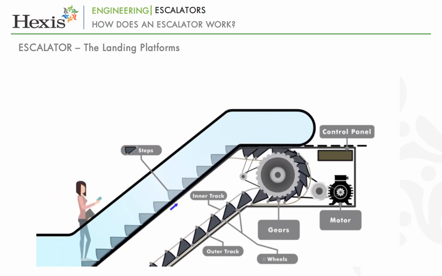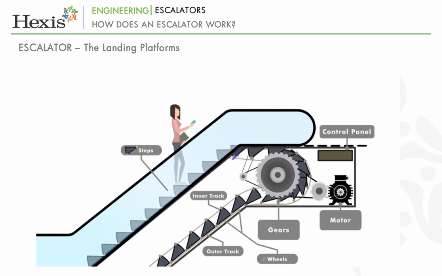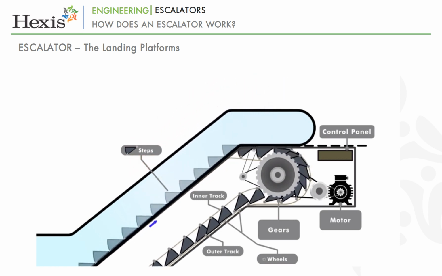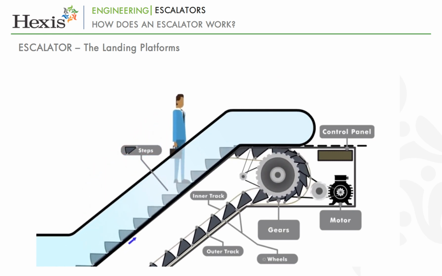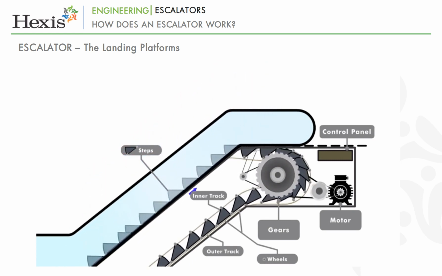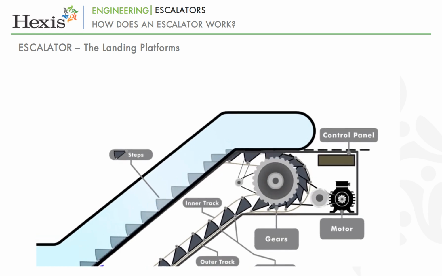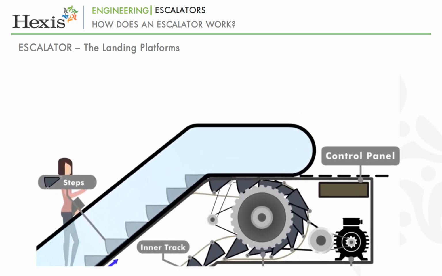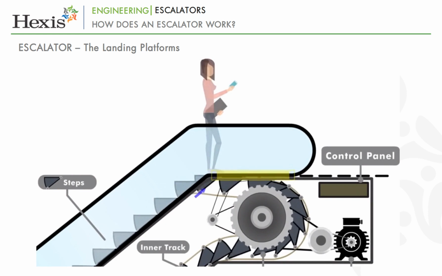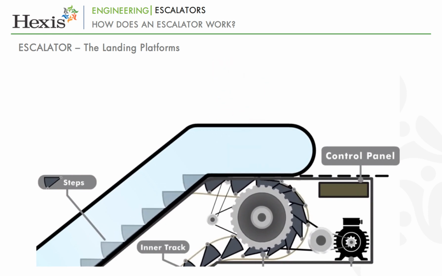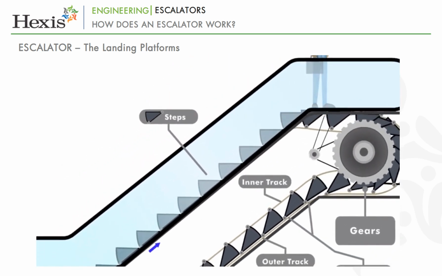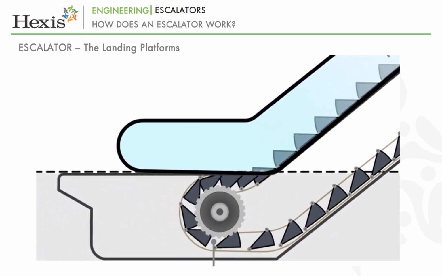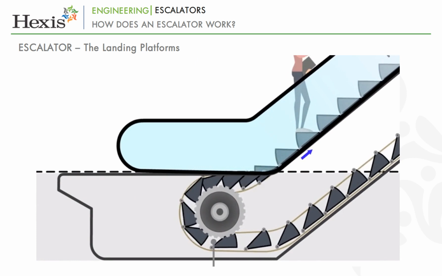The relative positions of the two tracks cause the steps to form a staircase as they come out of or go into the landing platforms. As the steps come closer to the landing platforms, the leveling of the two tracks causes the steps to flatten. The tracks continue to carry the steps along the underside of the truss, where they go around a sprocket and back to the lower landing platform and are pulled up again.